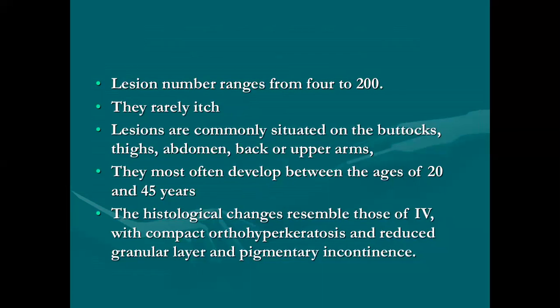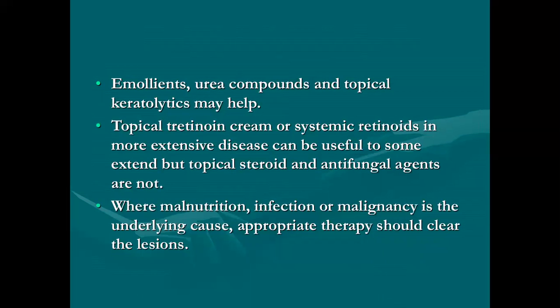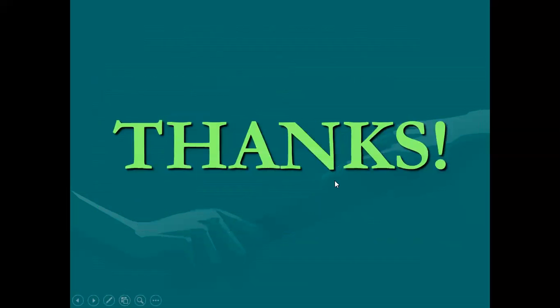The histological changes are those of ichthyosis vulgaris with compact orthokeratosis and reduced granular layer and pigmentary incontinence, which is mainly the cause of hyperpigmentation. Emollients like urea compound and topical keratolytics may help. Topical tretinoin cream and systemic retinoids in more extensive disease can be useful, but topical steroids and antifungals are not. Where malnutrition, infection, or malignancy is clearly an underlying cause, appropriate therapy is definitely required.